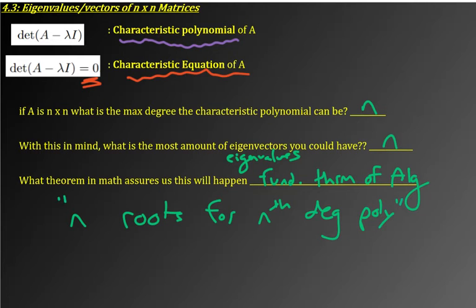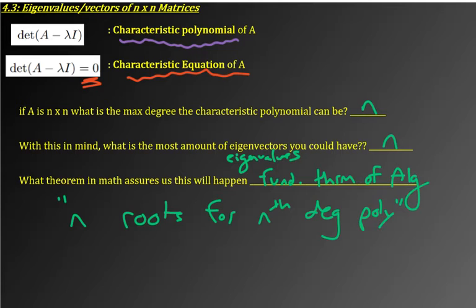That's basically what it says. There's actually a few different versions of that thing, but more or less that's what it says. And you do have to consider it over the complex plane to get all n roots. And so this is just a good thing to keep in mind.